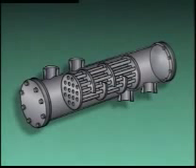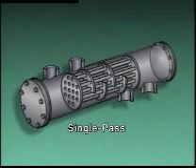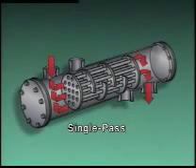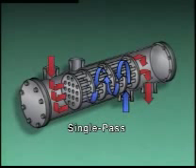This shell and tube heat exchanger can be described as a single pass unit. The fluid on the tube side enters one head and exits from the other head. The shell side fluid enters here, flows in the opposite direction, and exits here. The two fluids pass each other only once.